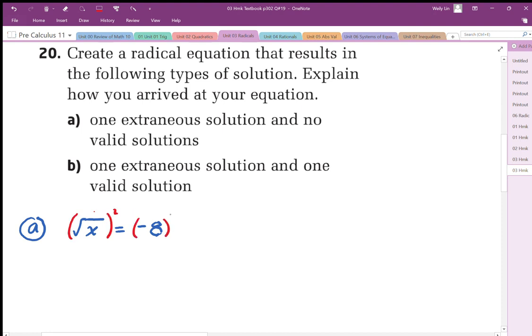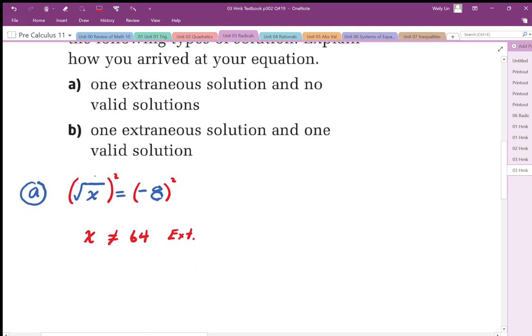We square both sides, and I end up with the extraneous solution, x is equal to 64. Okay, and that's extraneous. And so the way we can do this is we can make the square root equal a negative number. So that's one way to get one extraneous and no valid solutions.